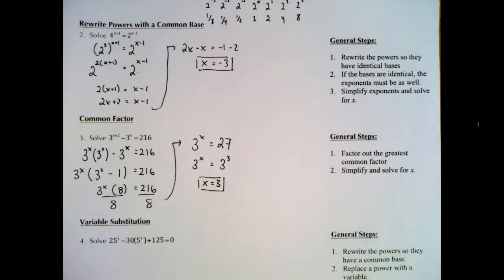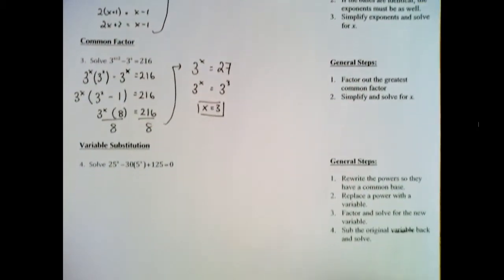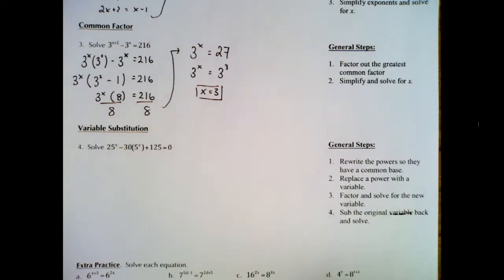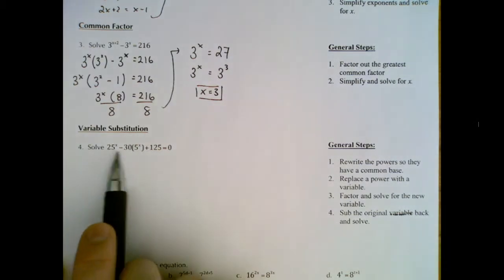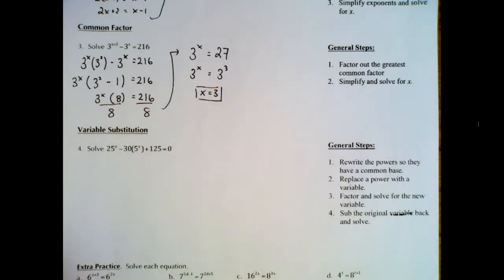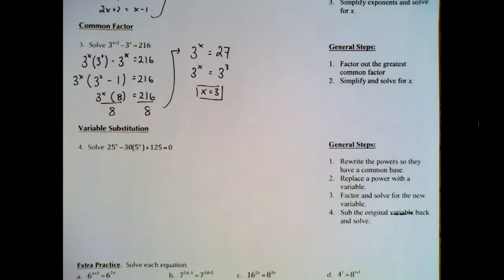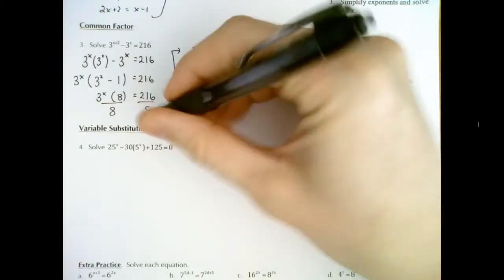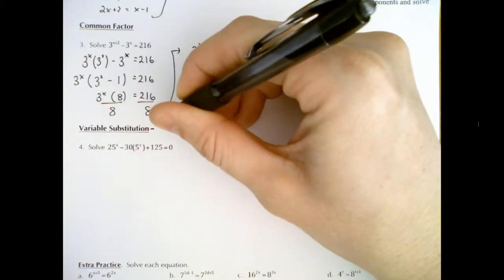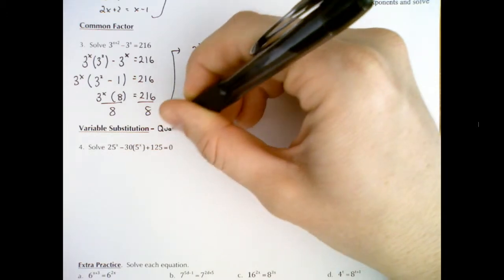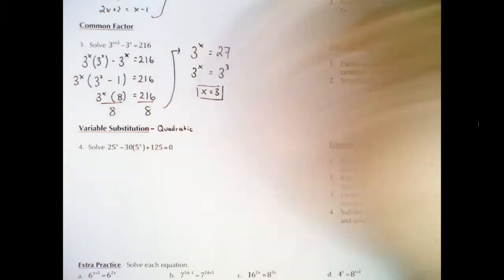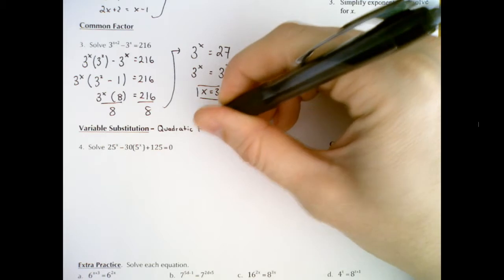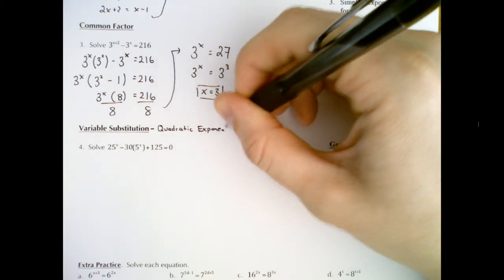The last one is called variable substitution, and this one is the most advanced of the strategies. Variable substitution you use when you have multiple terms, so in this case we have 3, and we create something that looks pretty complicated. We want to simplify it by doing a variable substitution. This is a variable substitution, but it's also a quadratic exponential equation.